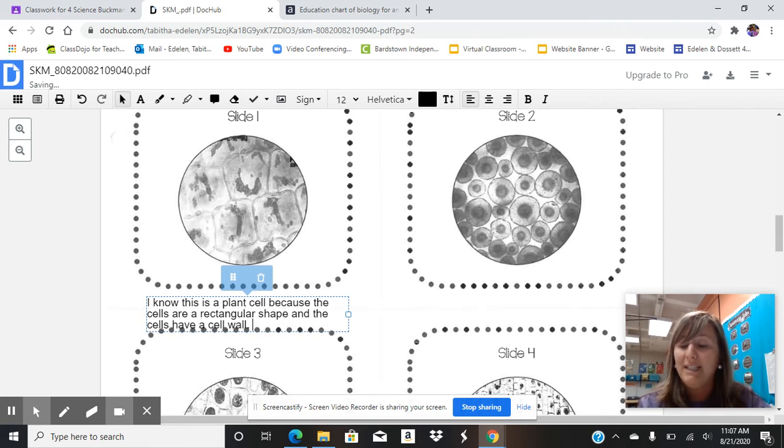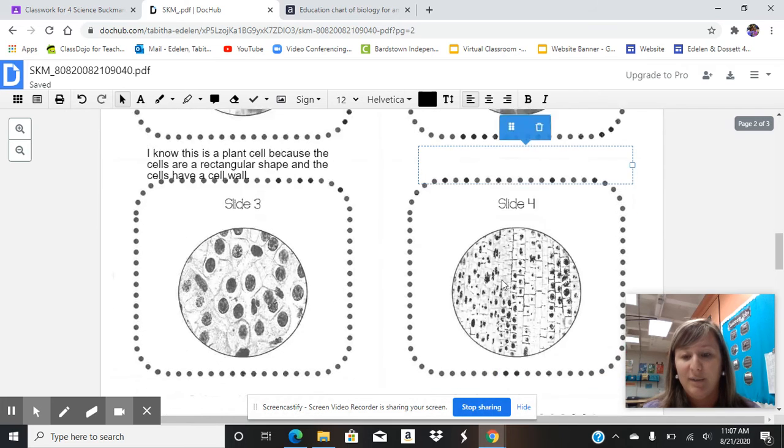Because remember, a plant cell has a rectangular shape to hold up the plant, and it helps make the structure of the plant to grow upright toward the sun. So that is my answer. It is a plant cell, so I identified it, and then I also gave evidence. I proved why my answer is right. Now, I can't just say I know it's a plant cell and be done. You didn't give me evidence, okay?